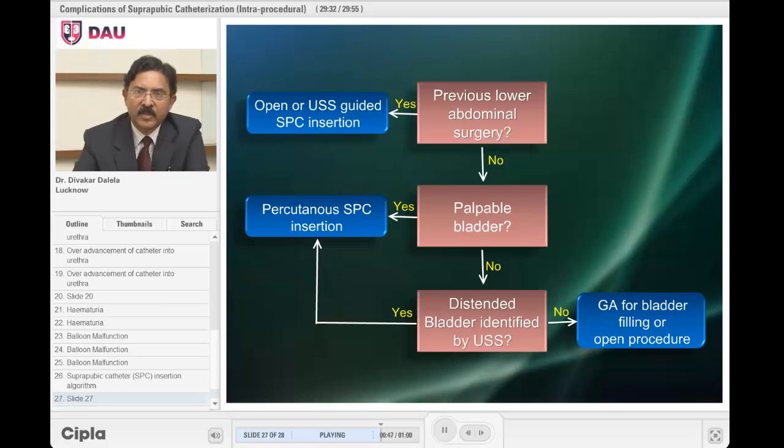If you take these precautions, if you know these complications, if you know how to diagnose these complications, if you know how to prevent these complications, probably you'll do a successful trocar cystostomy.